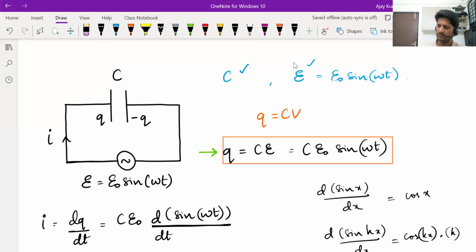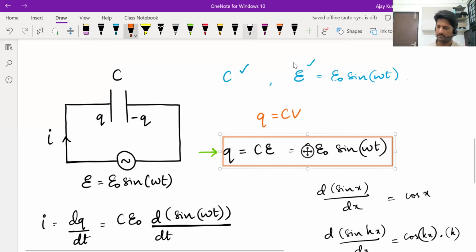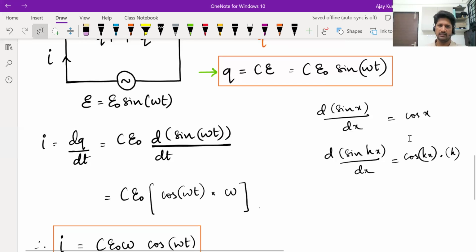And these are not things that you remember, okay? You have to understand the logic behind this derivation. We knew voltage and capacitance, so we got the charge from it. And from charge, by differentiating the charge equation, we are getting the current equation. So don't try to memorize these equations. Understand how they are derived.